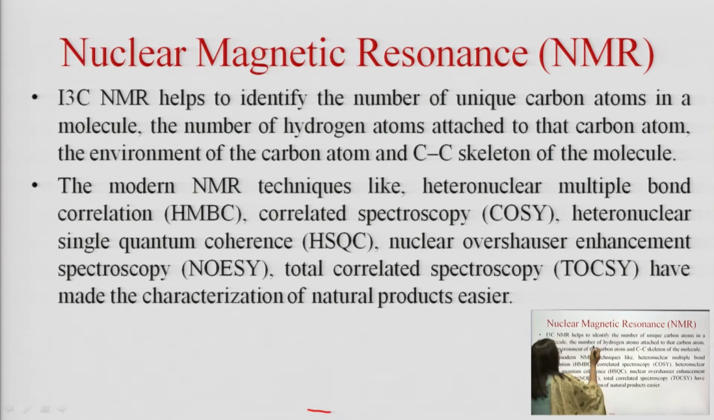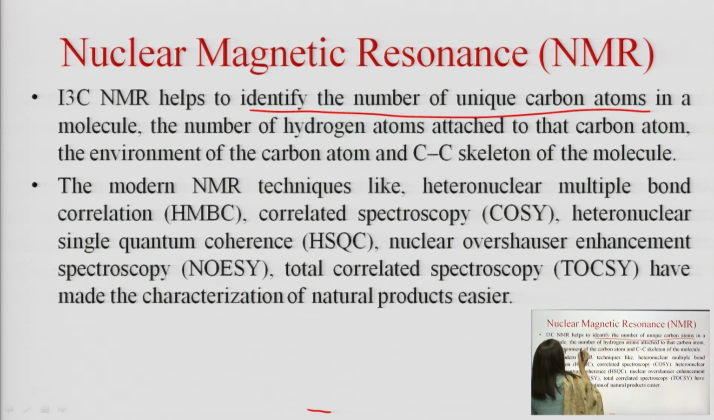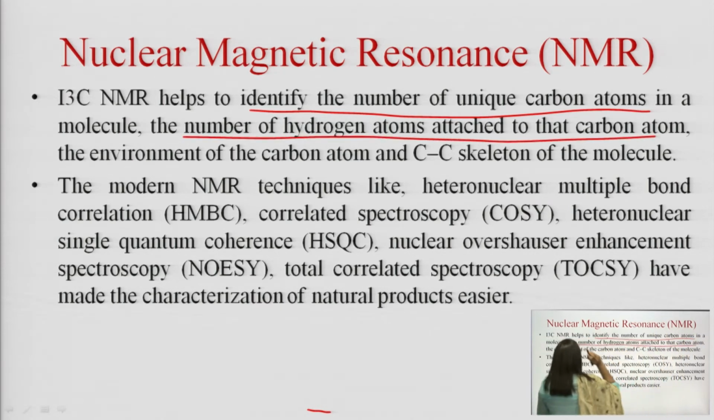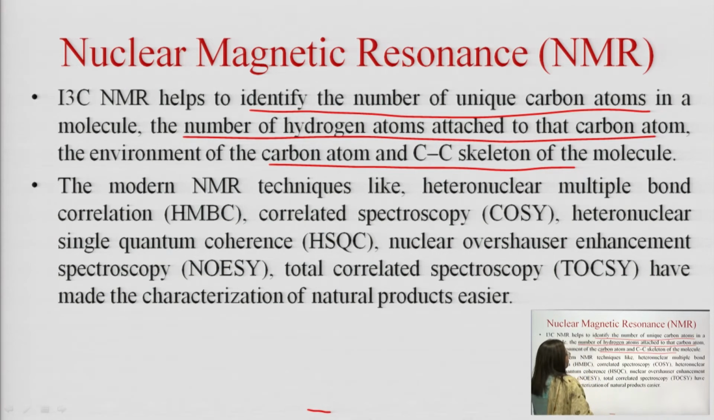13C NMR helps to identify the number of unique carbon atoms in a molecule, the number of hydrogen atoms attached to the carbon atom, the environment of the carbon atom, and the C-C skeleton of the molecule. So, these are the three major pieces of information revealed after 13C NMR.